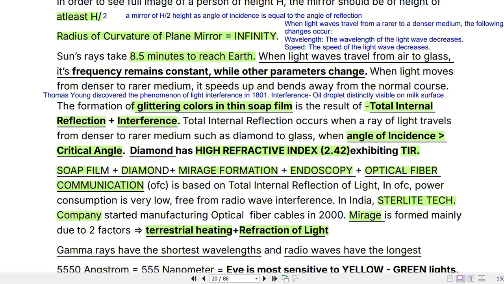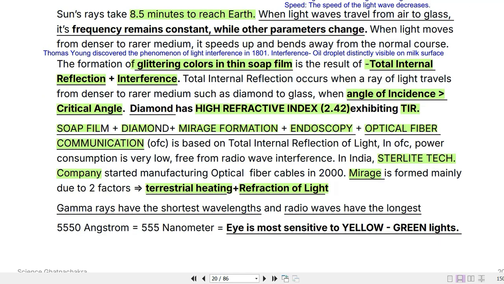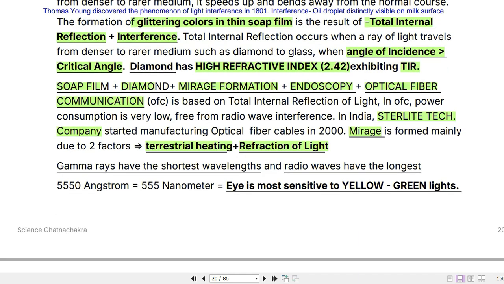Now, a couple of things that I've already mentioned here is that we are able to see different colors coming out of the soap film. And then we read about diamond. Then a couple of more points you should remember is mirage formation in the deserts, and this procedure of endoscopy, and also the optical fiber communication. These are all employing a technique called total internal reflection. And total internal reflection is a phenomenon that also occurs in the mirage formation, but there are a couple of preconditions to that: the terrestrial heating should be there, and refraction of light should be there.